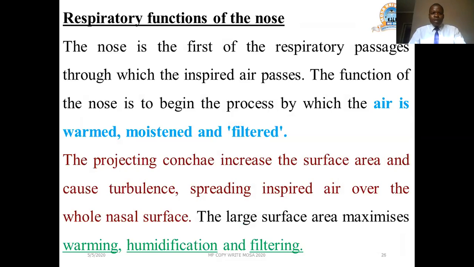Then let us look at the respiratory system of the nose. The nose is the first of the respiratory passages through which the inspired air passes. So it is the first respiratory organ. When you breathe, your air has to first pass through the nose.